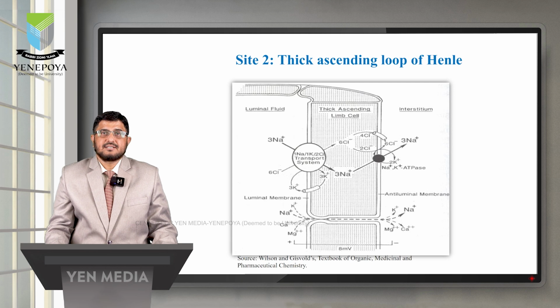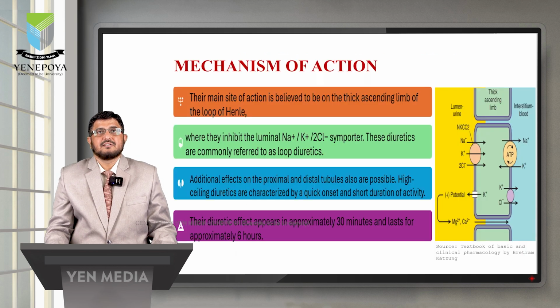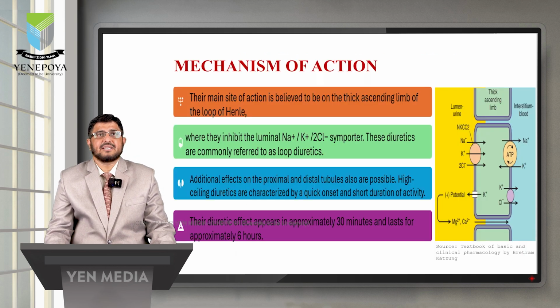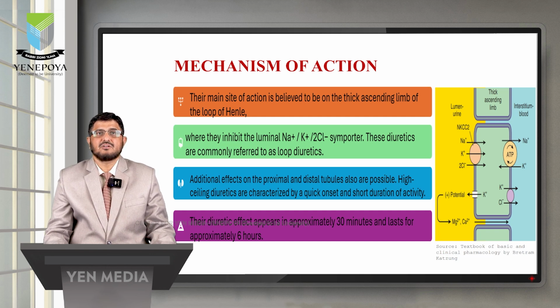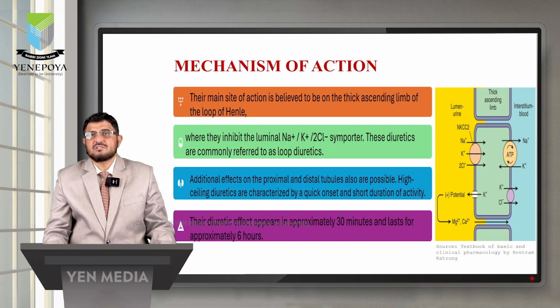If we see what drugs are given here, by the help of the mechanism of action, we can say the main site of action of these drugs, furosemide, torsemide, and ethacrynic acid, is the thick ascending loop of Henle. When they inhibit the luminal sodium potassium 2 chloride symporter, these diuretics are commonly referred to as loop diuretics. An additional effect on the proximal and distal convoluted tubules is also possible.